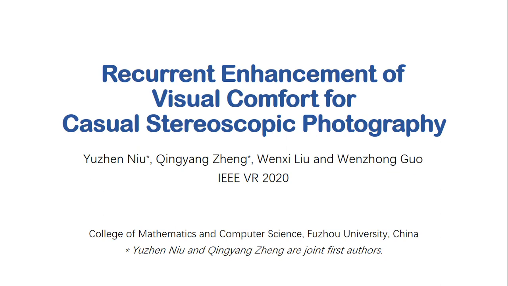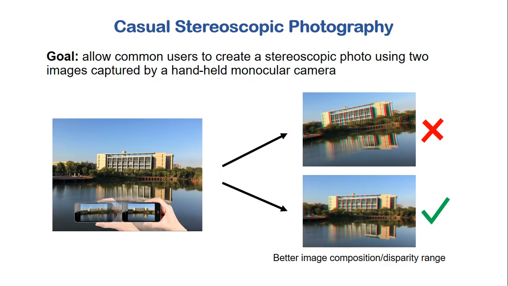I'm going to introduce our work, Recurrent Enhancement of Visual Comfort for Casual Stereoscopic Photography. In our work, the goal is to handle a challenging application as shown in the figure. It aims to allow common users to create a stereoscopic photo using two images captured by a handheld monocular camera. This application has been named as Casual Stereoscopic Photography.